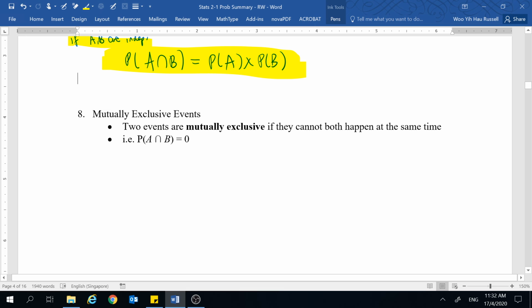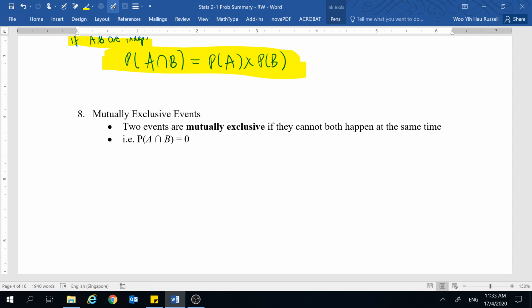Mutually exclusive. I think this one is easy. Two events are mutually exclusive if they cannot happen at the same time. For example, if A is the event that you have 3 siblings and B is the event you have 2 siblings, these 2 events are mutually exclusive. You either have 3 or don't have 3, which is you have 2 or 1, doesn't matter. They cannot happen at the same time. It doesn't necessarily mean complementary.